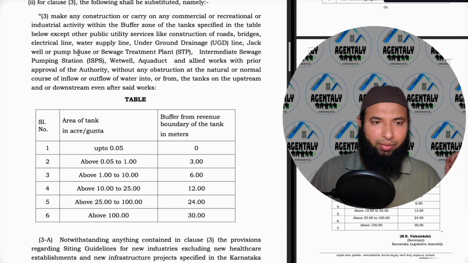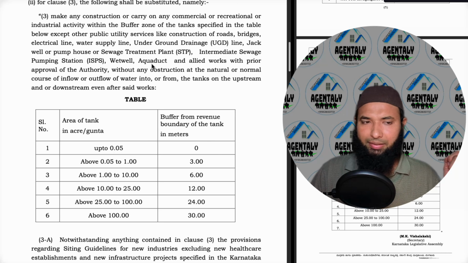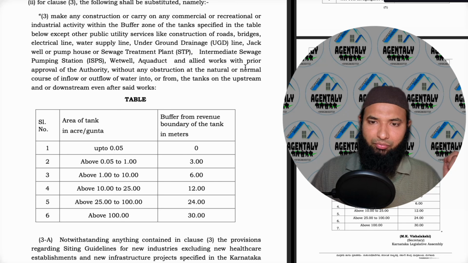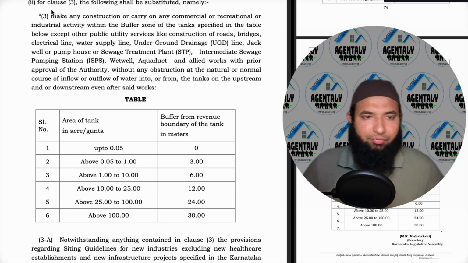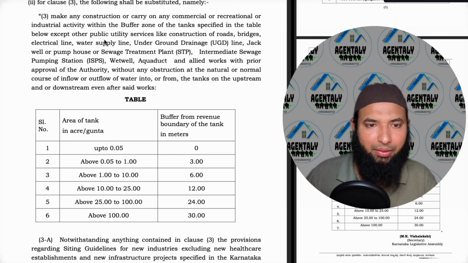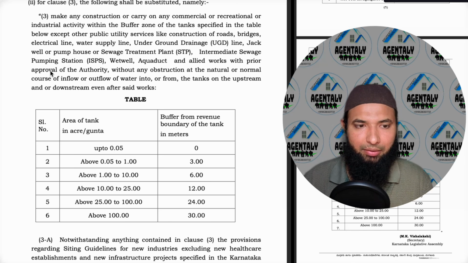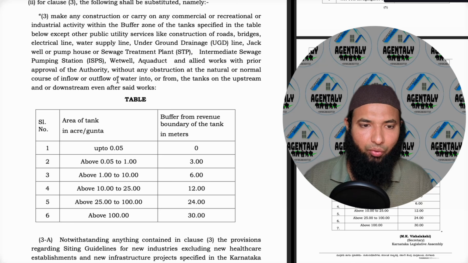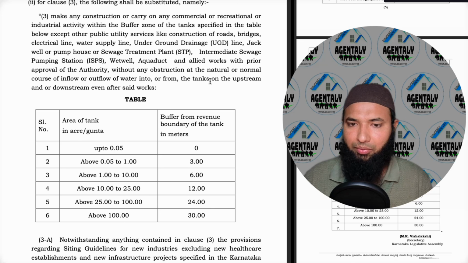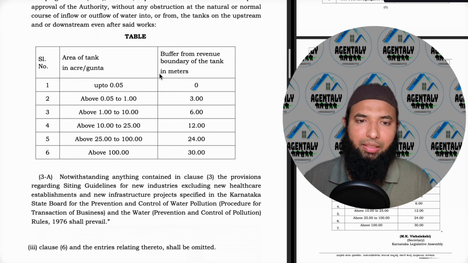Underground line, jack well pump, then sewage treatment plant, intermediate sewerage pump station, water well, then what is this, wet well, aqueduct, and allied works with prior approval of authority. So even these works like road and all, what they are telling, except public utilities inside buffer zone, you can put all these things, but they have to take permission, approval of the authority, without any obstruction at the natural or normal course of inflow, outflow, water into or from the tank, or upstream and downstream even after said works.